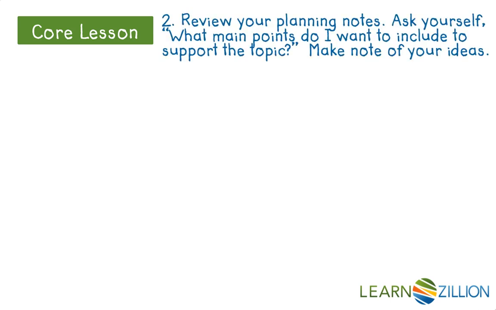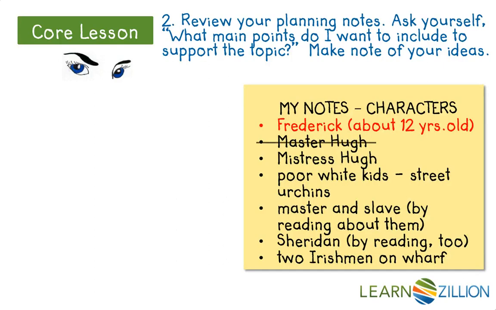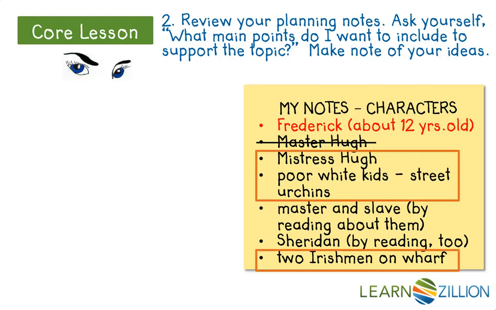Step 2, review your planning notes. Ask yourself, what main points do I want to include to support the topic? Make note of your ideas. Master Hugh is marked off my list, but I know that I can include something in the essay about all the other characters. In some way, each of them had an effect on the life of Frederick Douglass. There is an important difference in some of these characters, though. Mistress Hugh, the poor white kids, and the Irishman were all people that Frederick met face to face. The master, slave, and Sheridan were characters that he encountered through reading. I think it might be good to let my readers know that up front.